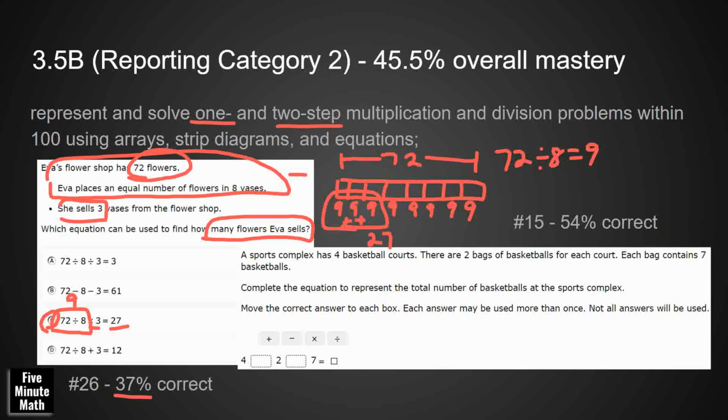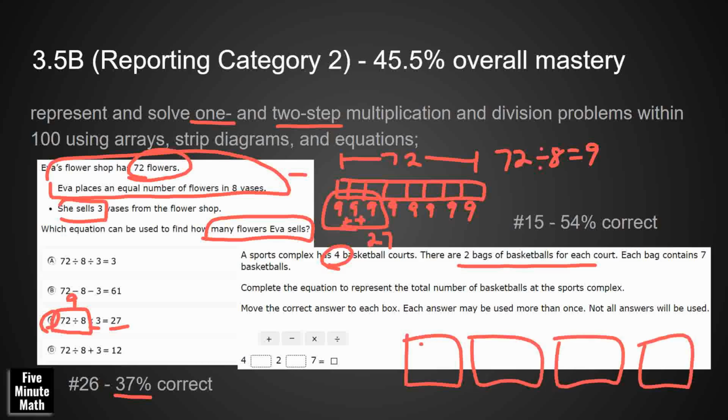You see, we only had 37% correct. This one was a little bit more difficult, a little bit easier, but the problem itself was more difficult because it was a drag and drop. So we've got 4 basketball courts. There were 2 bags of basketballs for each court. So I'm just going to draw court, court, court, court, 2 bags for each. So we don't need a strip diagram. We could just do a representation. Each bag contains 7. So I don't need to draw 7 of anything or 7 dots. I can literally just put the digit 7 in there.